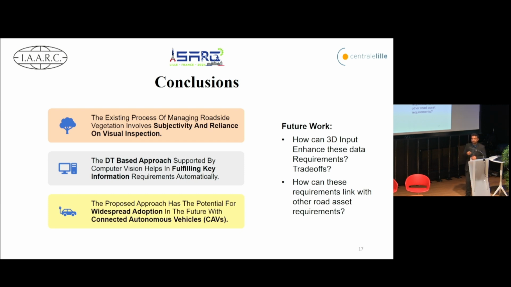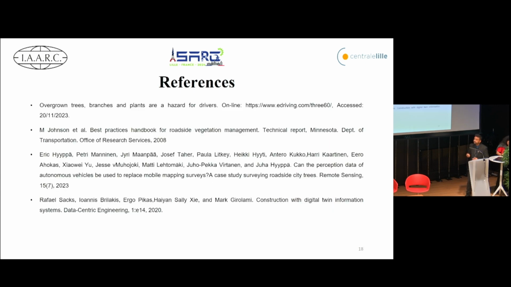So how will the table of requirements change, what will happen? We found out that the 3D information requirements can give us the full geometry of the overgrowth, like the length, breadth, dimension, not just the relative measures that 2D can give. And secondly, how can we link these requirements with other road assets? For example, traffic signs are very closely linked with roadside vegetation. So what about traffic signs can we use to integrate into roadside vegetation data requirements?